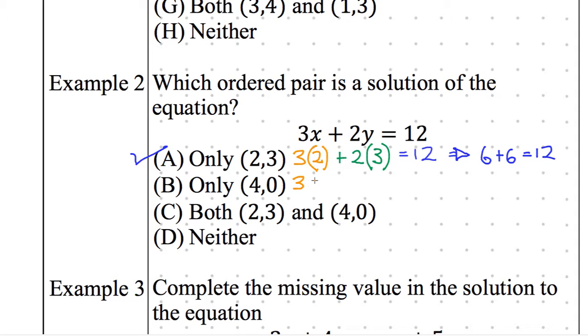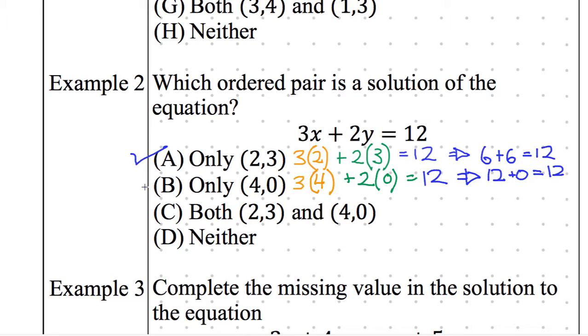This is going to be 3 times 4, not 0, 3 times 4, and then I'm going to be adding plus 2 times 0, that should be equal to 12. Is that the case? Let's go ahead and simplify once. 3 times 4 is 12. 2 times 0 is 0. Is 12 plus 0 equal to 12?